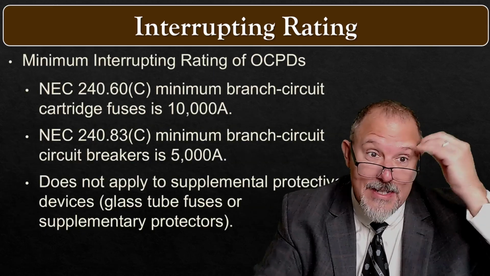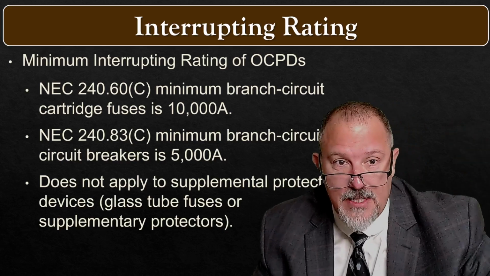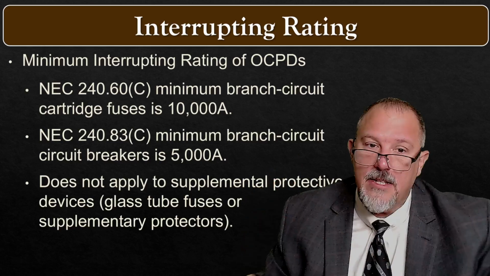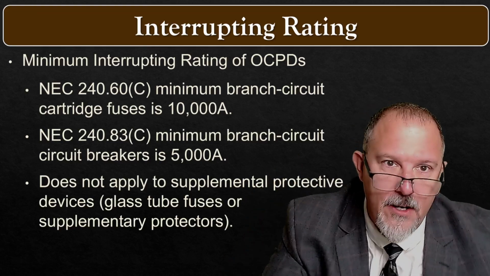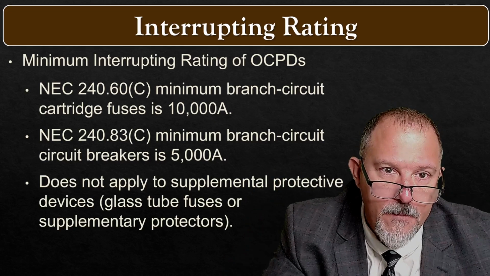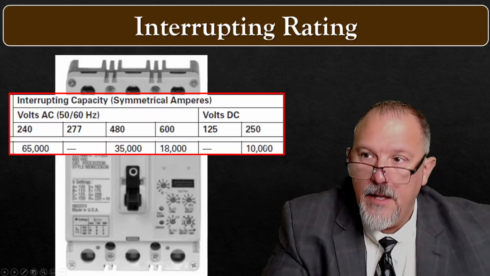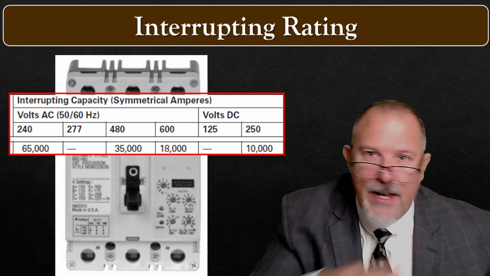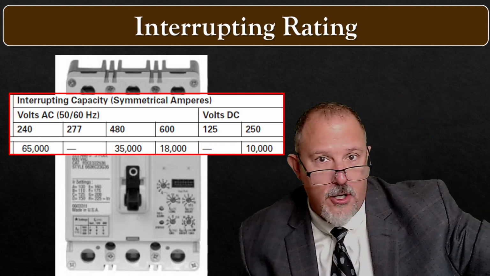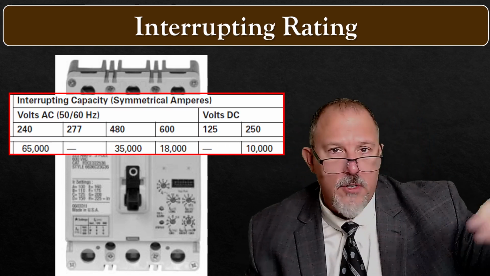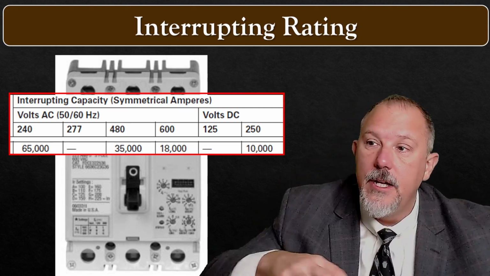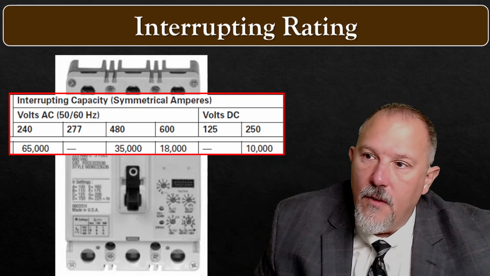Now, 240.60(C) and 240.83(C) tell us that if it's not labeled, this is what you assume. And supplemental protectors don't have an interrupting rating. If you look at a circuit breaker, a switch, a fusible switch, whatever it is, voltage is very important when we're talking about how much current we can stop.